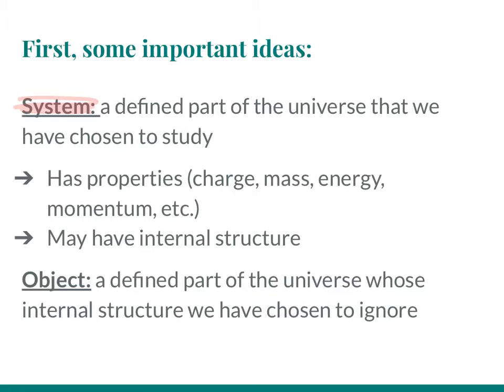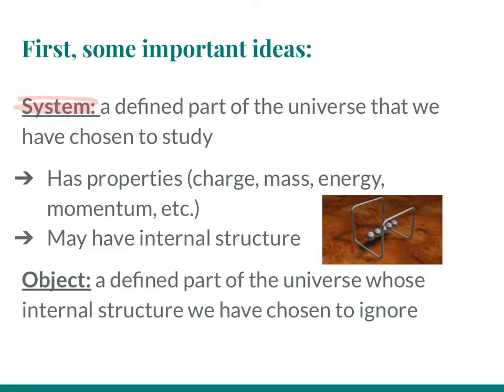Now, every system that we could choose has certain properties. The system would have charge, or it would have mass, or energy, or momentum. It'll have all of these things as some value. And it may have internal structure in and of itself. So, for example, you could get a Newton's cradle. Newton's cradle is the little balls that swing on the strings and whack into each other.